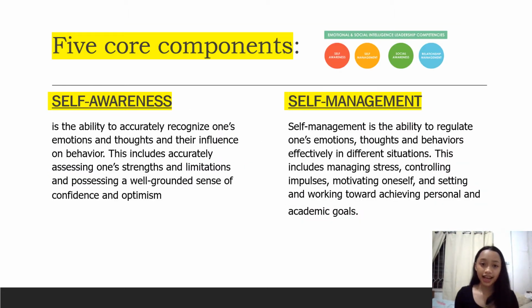According to Castle, social and emotional development consists of the following five core components. First is self-awareness. It is the ability to accurately recognize one's emotions and thoughts and their influence on behavior. This includes accurately assessing one's strengths and limitations and possessing a well-grounded sense of confidence and optimism.